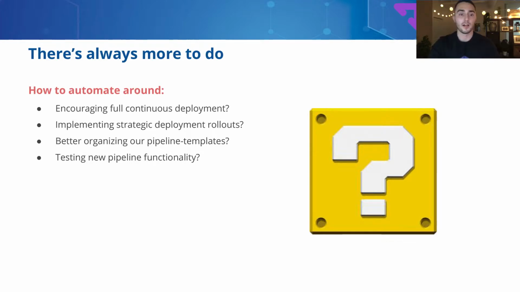How do we automate around encouraging full continuous deployment? So for example, between our dev, stage, and prod pipelines, for the most part, we require manual judgments to either promote or to not promote something to the next environment. We need to begin to encourage our engineering teams to write trusting tests to essentially say, okay, it looks good in dev, auto-promote that to stage. Again, not a Spinnaker thing, more so just something we need to do here at Upside, but Spinnaker does help to enable this. Another thing is, how do we implement strategic deployment rollouts?